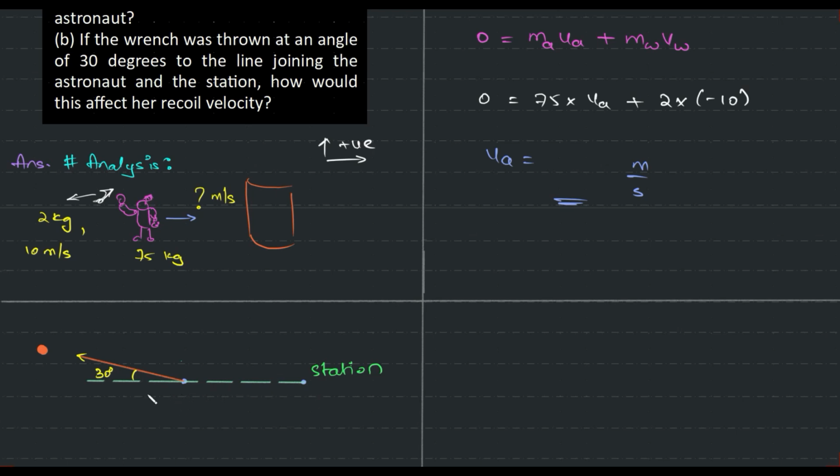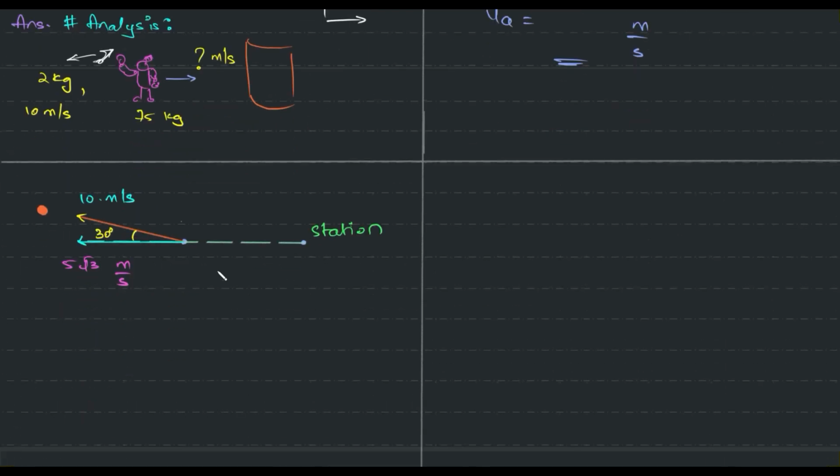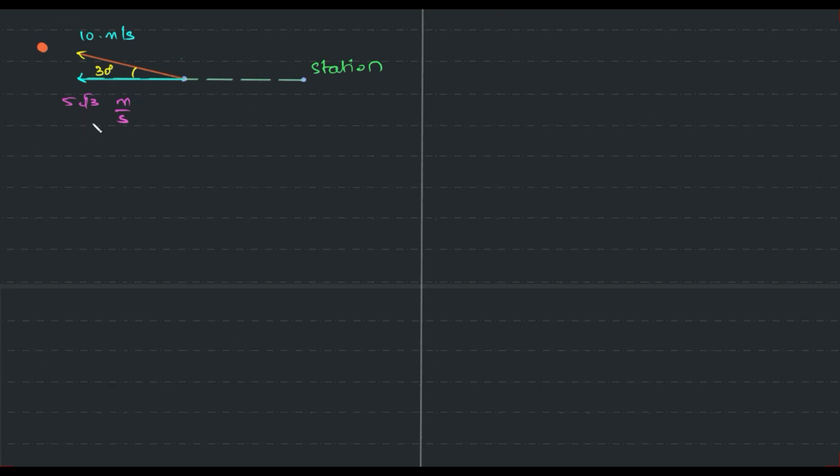So how do you figure that out? Well, for that, we need to figure out what is the velocity along this direction. So this is 10 meter per second, and cos of 30 is root 3 by 2. So this will be 5 root 3 meter per second. Again, this is nothing but resolving of vectors. If you didn't understand this, you need to watch vector basics. So this we understand is 5 root 3 meter per second.